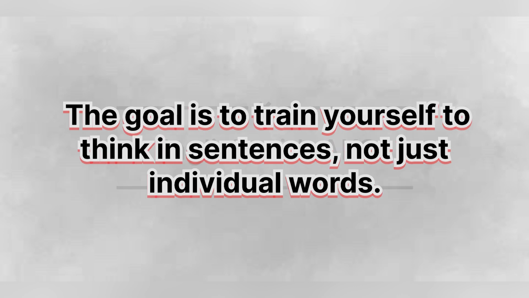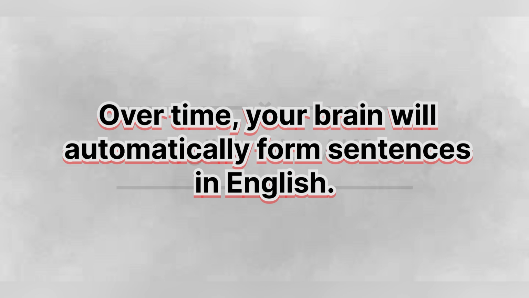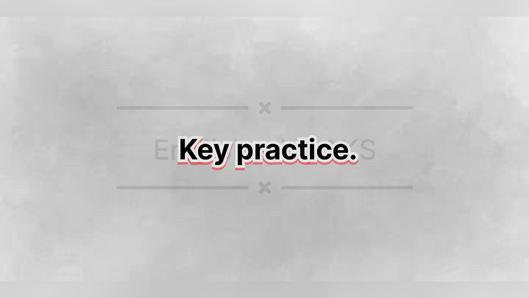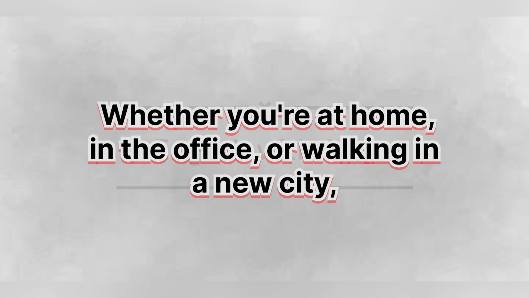The goal is to train yourself to think in sentences, not just individual words. This will help you speak naturally without stopping to think about every word. Over time, your brain will automatically form sentences in English. Key practice tip: spend 10 to 15 minutes daily describing your surroundings in sentences.